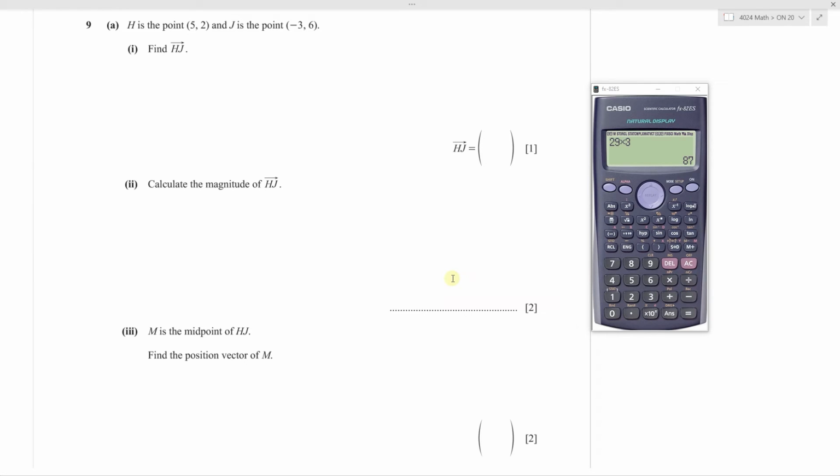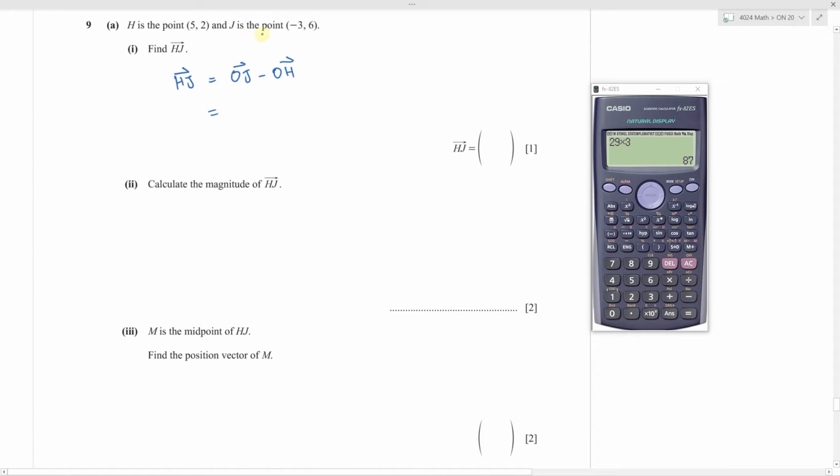So next question, question number 9. Part A: H is the point (5, 2) and J is the point (-3, 6). Find the vector HJ. You're given the position vectors of H and J, so HJ will be OJ minus OH. That is how you calculate this vector HJ if you're given position vectors of H and J: the position vector of the second minus the position vector of the first.